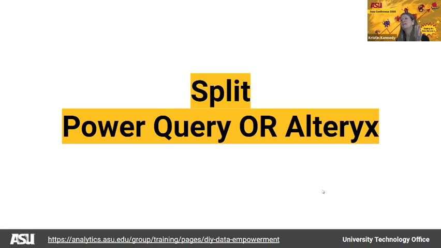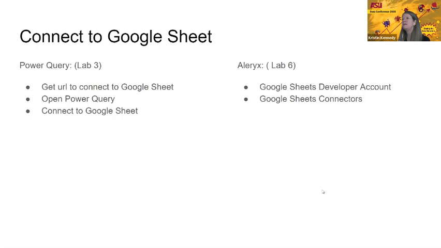So what we're going to do in this next section is we're going to actually connect to our Google Sheet that we just created. So if you're in Power Query, you're going to need to know how to share it properly and get that URL to connect to it. And it's all documented in there. You're going to open Power Query and you're going to connect to that Google Sheet. So for Power Query people, it may be pretty quick. Feel free to start going ahead if you want.